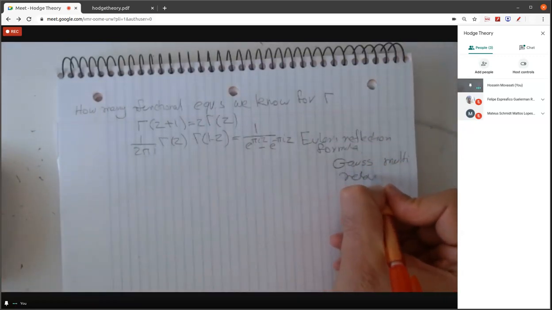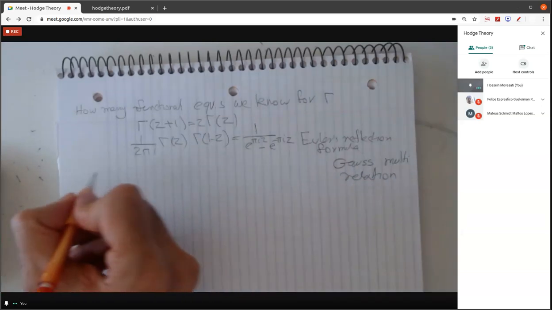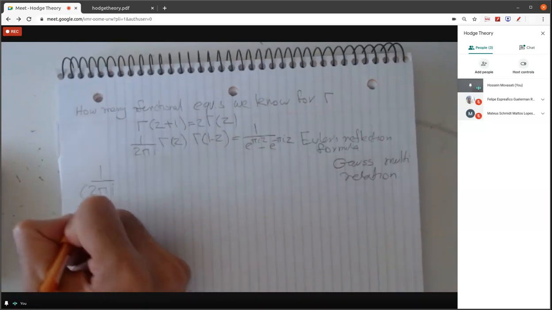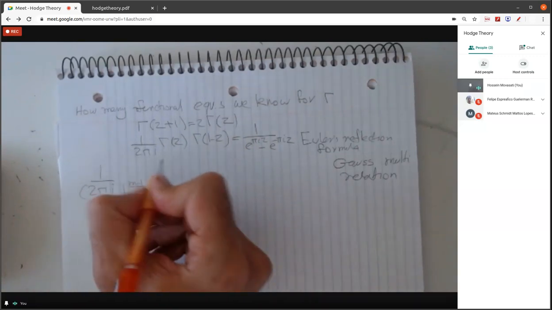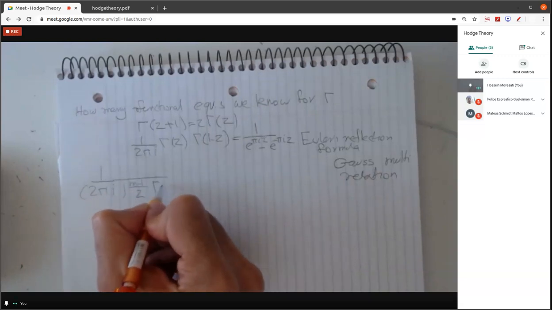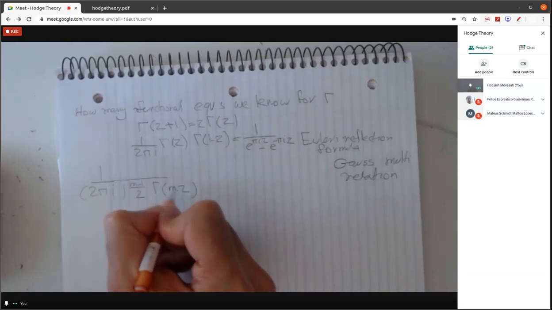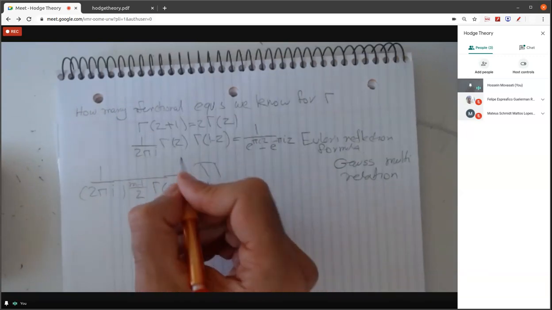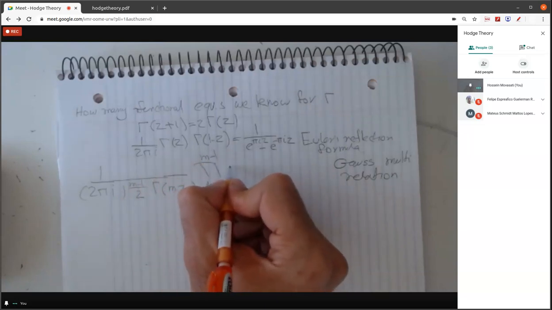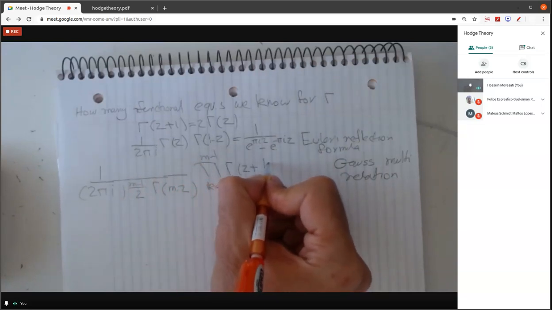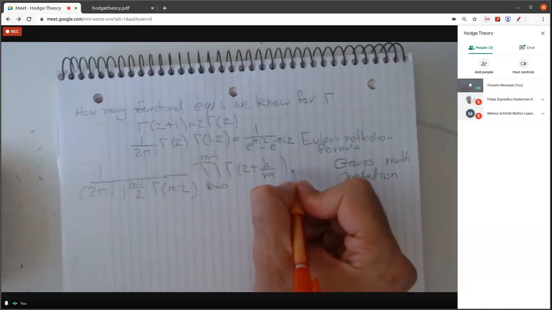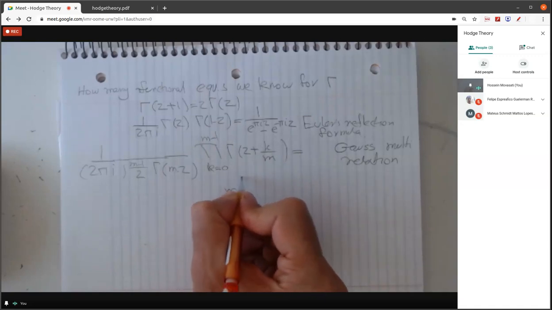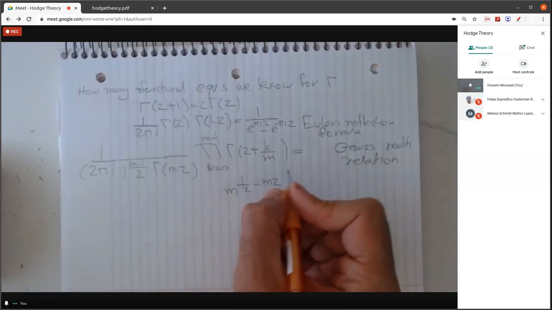Multiplication relation. What is this? Again, I write it in the form that I needed: (2 pi i)^((m minus 1)/2), then Gamma(mz), and then the product over k equal to 0 to m minus 1 of Gamma(z plus k/m). It is equal to m^(1/2 minus mz).